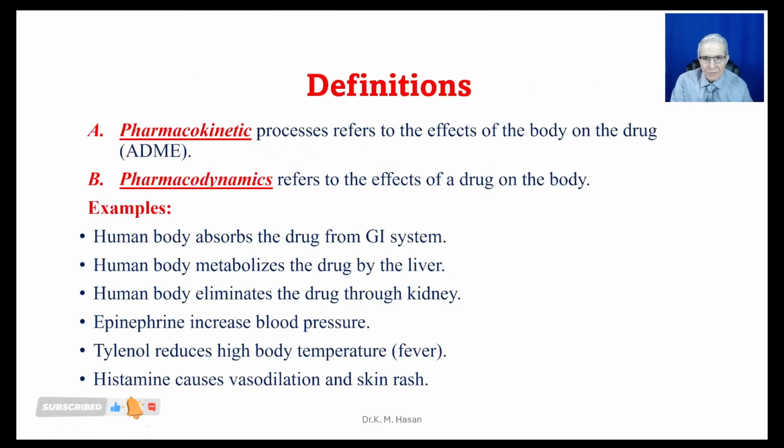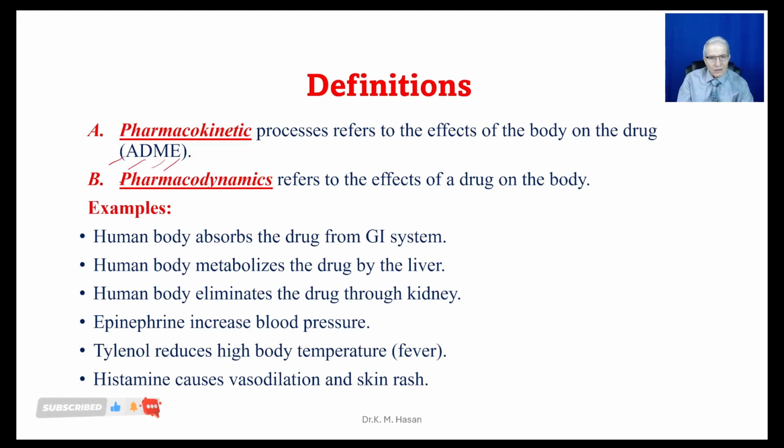Okay, regarding the definition of pharmacokinetic and pharmacodynamic, pharmacokinetic refers to the study of the effect of the body on the drug. What is the effect of our body on the drug? So we can say our human body absorbs the medication, metabolizes the medication, distributes the medication, and eliminates the medication. So when you are speaking about absorption, distribution, metabolism, elimination, these all variables belong to the pharmacokinetic. So pharmacokinetic means absorption, distribution, metabolism, and elimination.